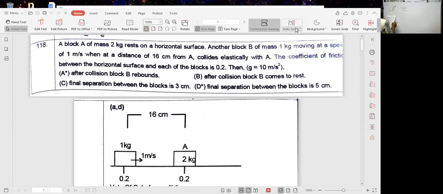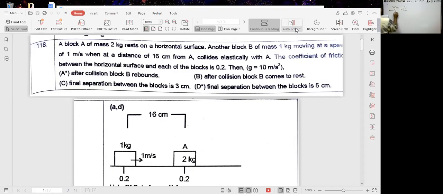Here it is moving at a speed of 1 meter per second. For our convenience, and without confusion, take this as m1 and this as m2. The velocity of this block, u1, is equal to 1 meter per second before the collision.